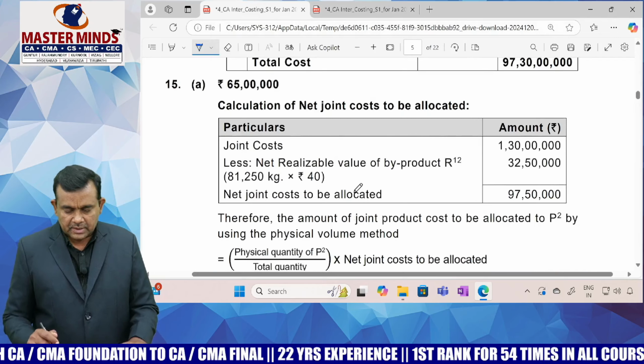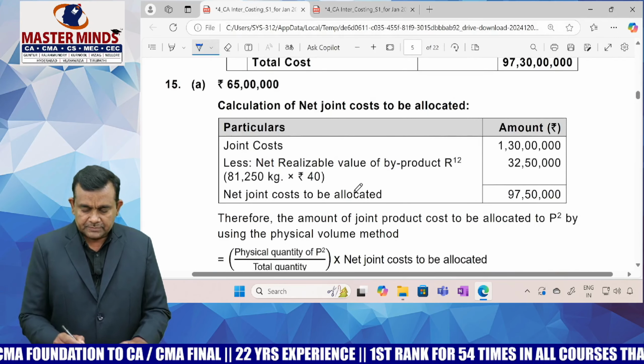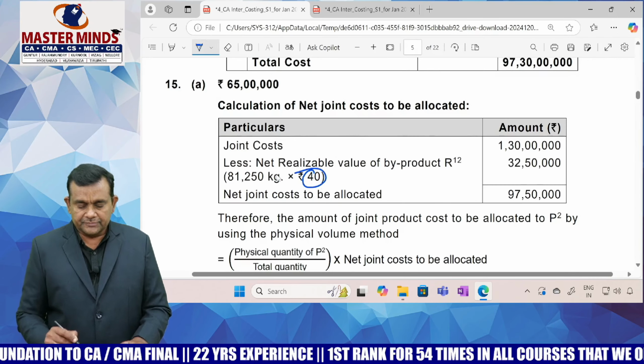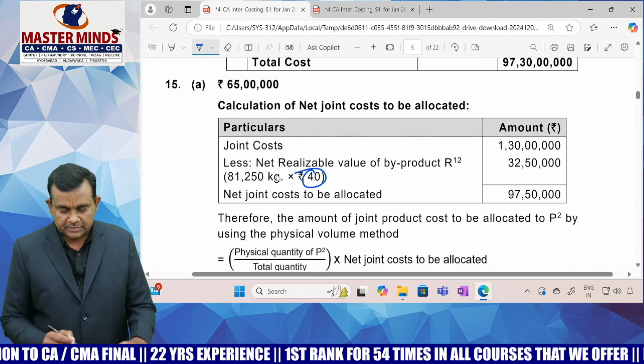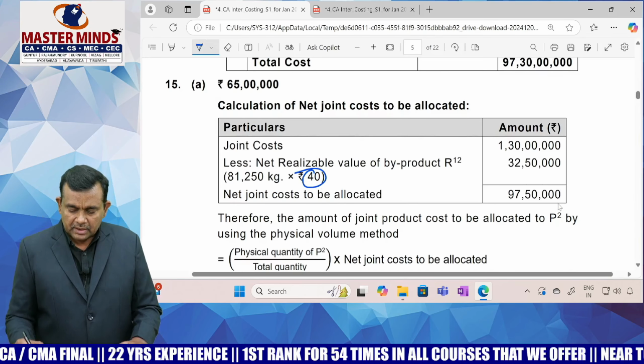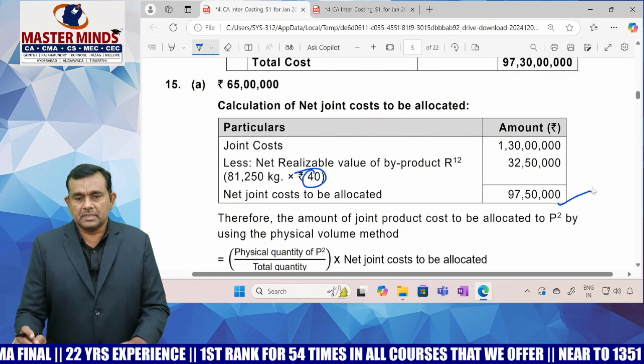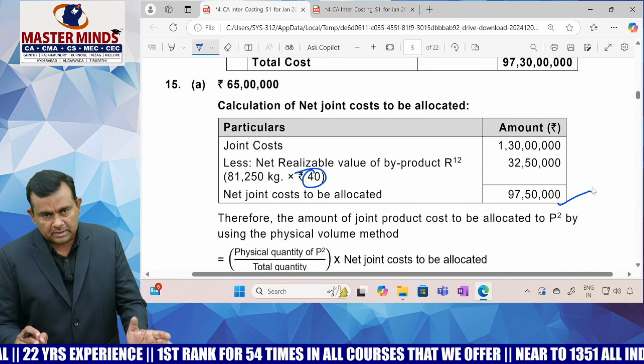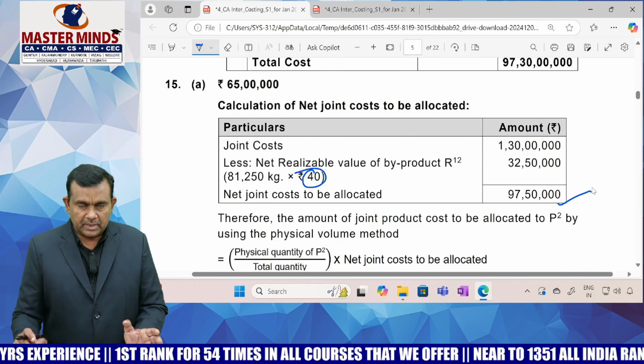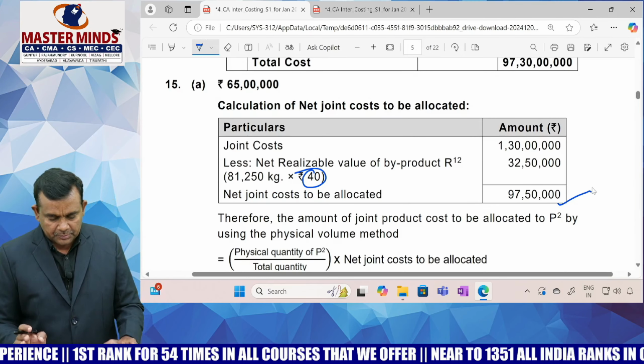So here, joint cost, net realizable value of byproduct, sir. So that is the net realizable value: 40, 81,250 cases into 40. Remaining joint cost 97 lakhs 50,000, sir. Out of that, a certain amount is allocated to primary product P1 and a certain amount is allocated to primary product P2.